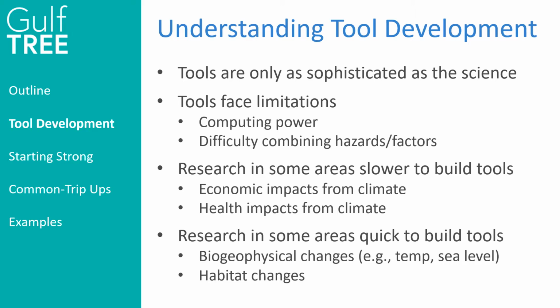And then finally, research in some areas are quick to build tools. So there are lots of things out there for changes in, say, sea level, lots of different viewers, and same thing for habitat changes. I think there's 3 or 4 different models just for marshes alone. And so understanding if you have a lot of options, that'll help you know if you need to narrow a little more at the beginning of using Gulftree, or if there's not a lot of options for a subject area you're looking at, stay broad, stay big, and then zoom in if you need to.